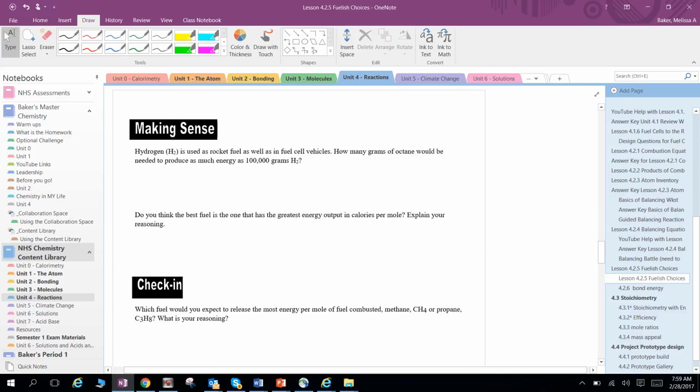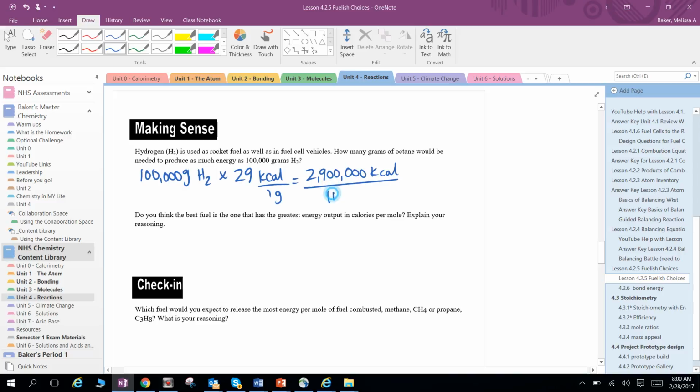Couple making sense questions here. It says, hydrogen is also used as rocket fuel and in fuel cell vehicles. How many grams of octane would be needed to produce the same amount of energy as 100,000 grams of hydrogen? Well, according to the table, hydrogen produces 29 kilocalories for every 1 gram. So 100,000 grams would produce 2,900,000 kilocalories.